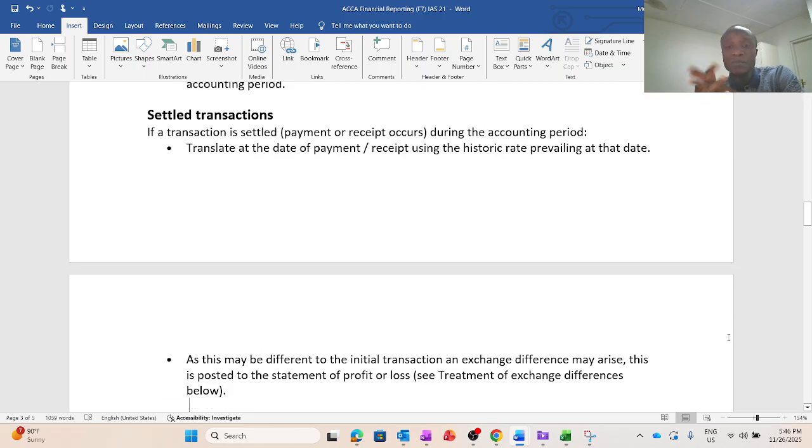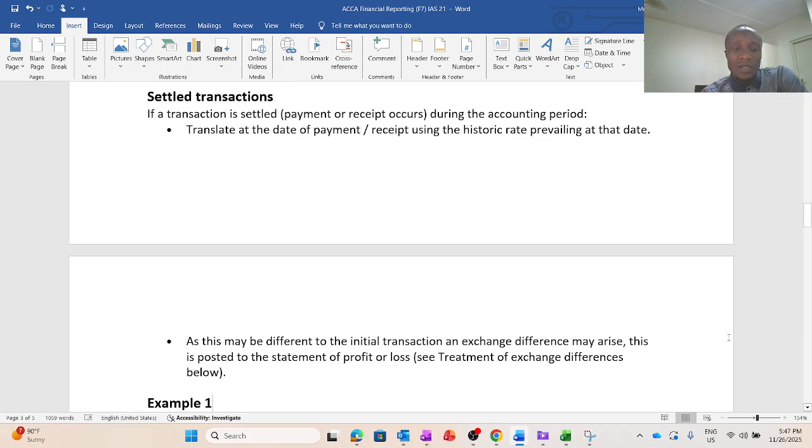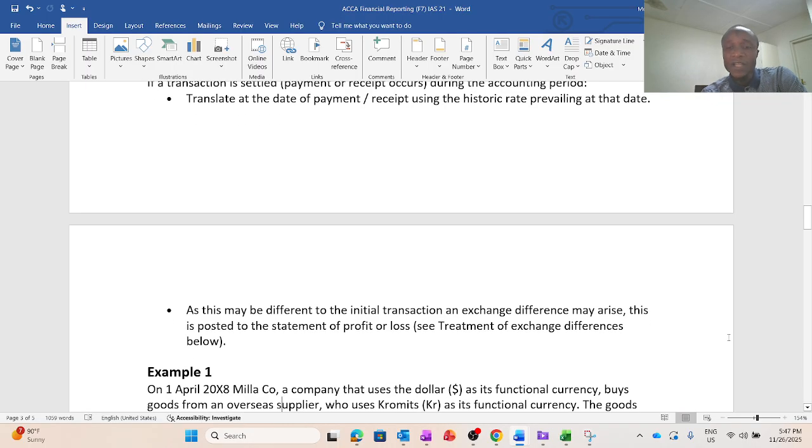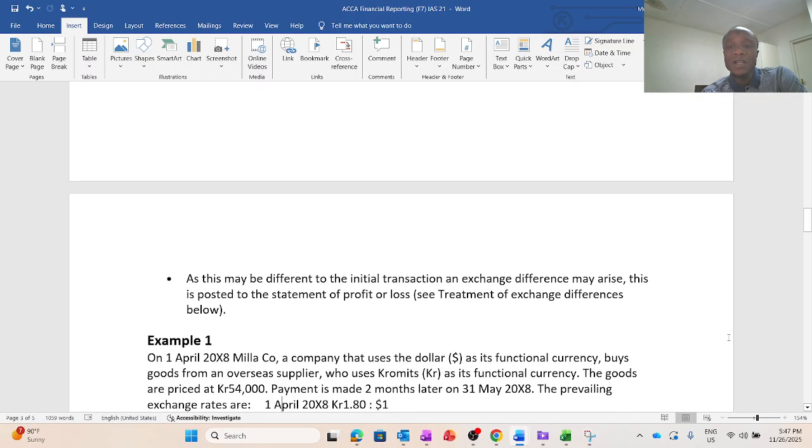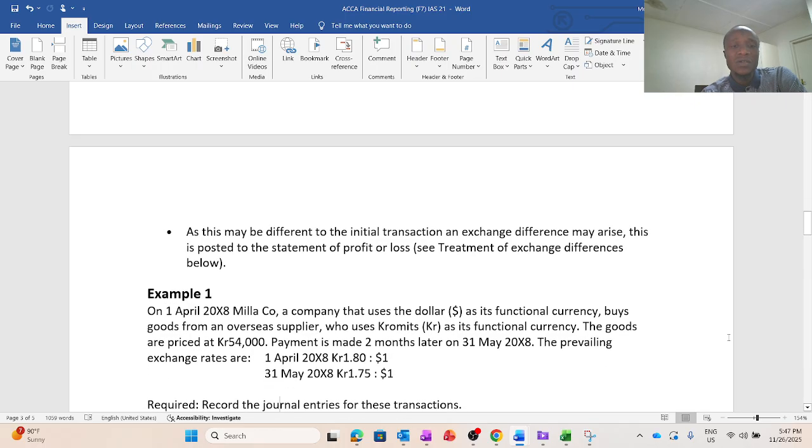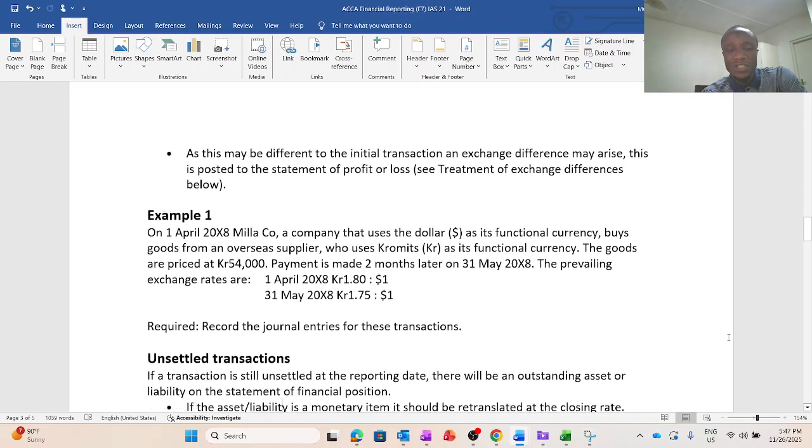Now, if the payment is to be made in 2 or 3 months' time, before the reporting period, then it means we need to retranslate the actual payment that we are going to make. As this may be different to the initial transaction, any exchange difference that arises is posted to the statement of profit and loss. So now let's look at the example so we can understand better.